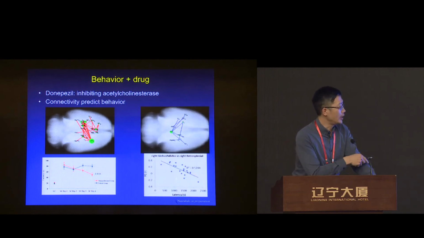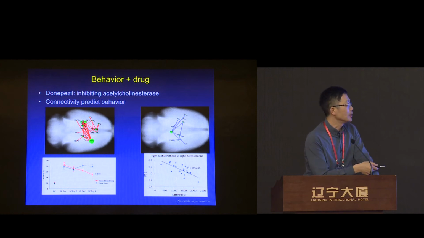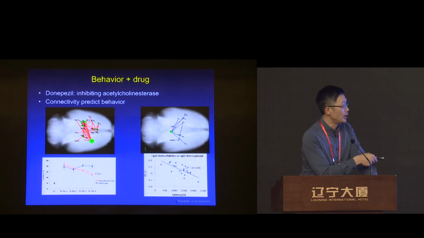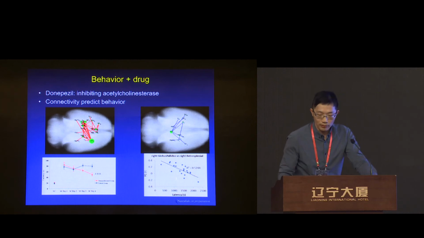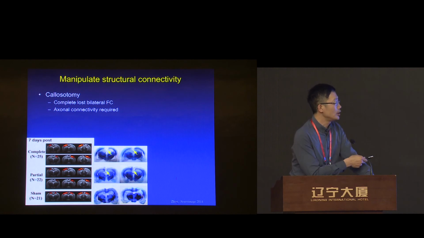And if we correlate the learning performance with the functional connectivity before the learning, we found that retrosplenial connectivity is very strongly correlated with the learning behavior. So it seems to implicate that this could be a target area important for this learning capacity, and maybe an area for modulating that.